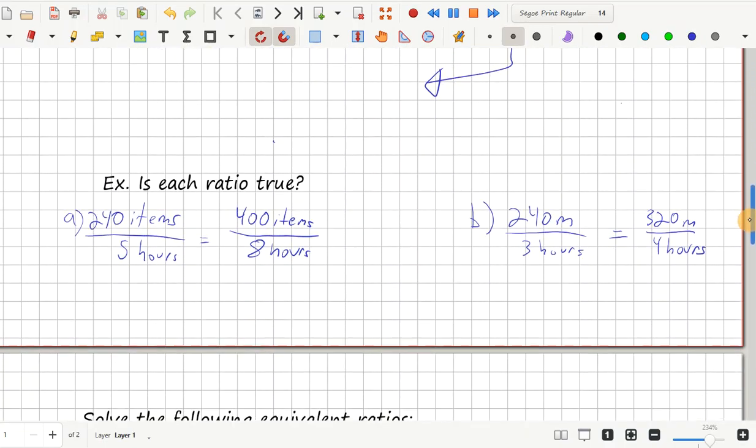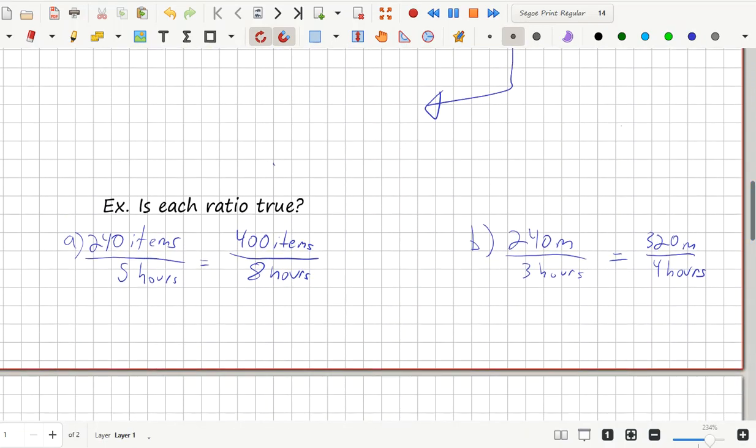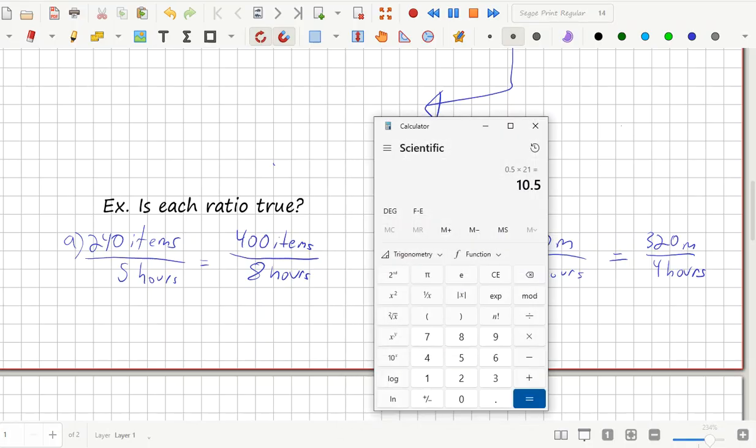Next example. Is each ratio true? To figure out if a ratio is true, all you have to do is divide the top and the bottom. First of all, just divide the top. Well, you can do both. And then see if it's being divided or multiplied by the same amount, by the same value.